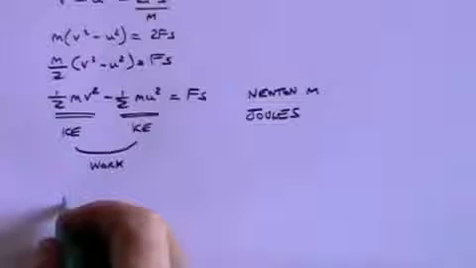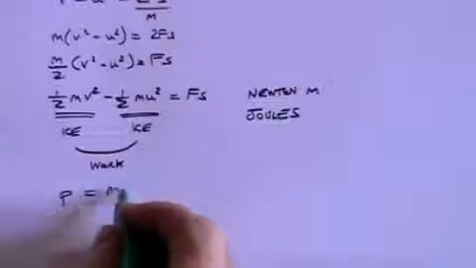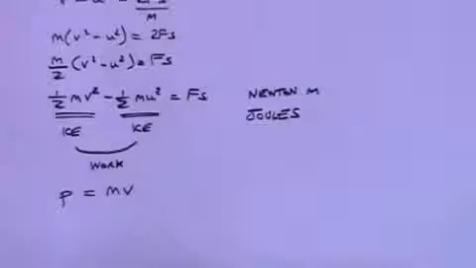Now we come to momentum. Momentum, which is often labelled by the letter P, is mass times velocity.